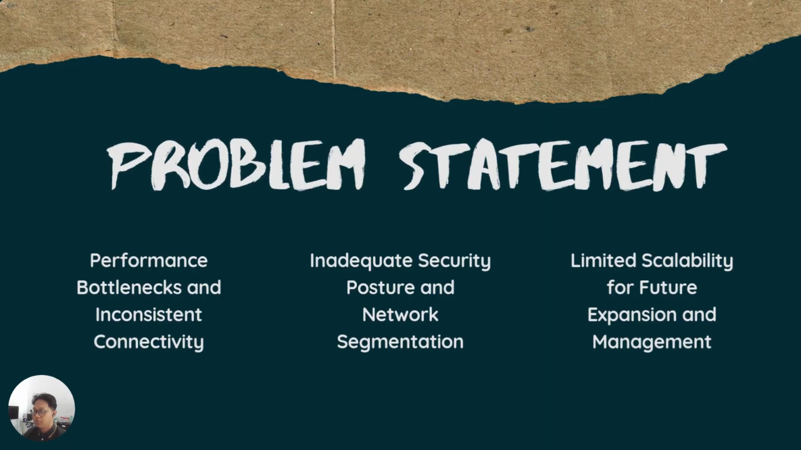So the first one is the problem statement. The first problem statement is performance bottleneck and inconsistent connectivity. The second problem statement is inadequate security posture and network segmentation. And the last problem statement is limited scalability for future expansion and management.